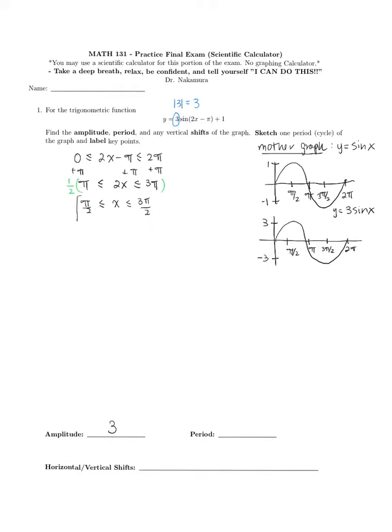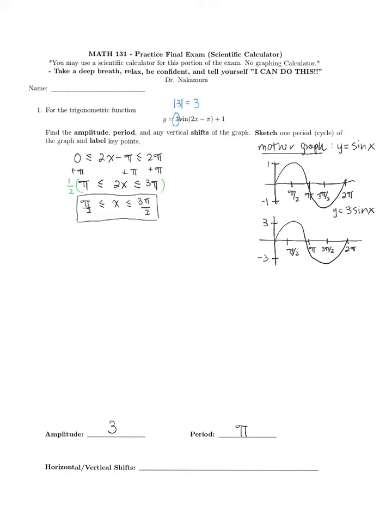Alright, so this tells you that instead of graphing the final graph from 0 to 2 pi, you're going to be graphing it on the interval of pi over 2 to 3 pi over 2. So period is going to be 3 pi over 2 minus pi over 2, which will be just pi. So I'm going to fill that out. Okay, so now let's get started on the graphing.